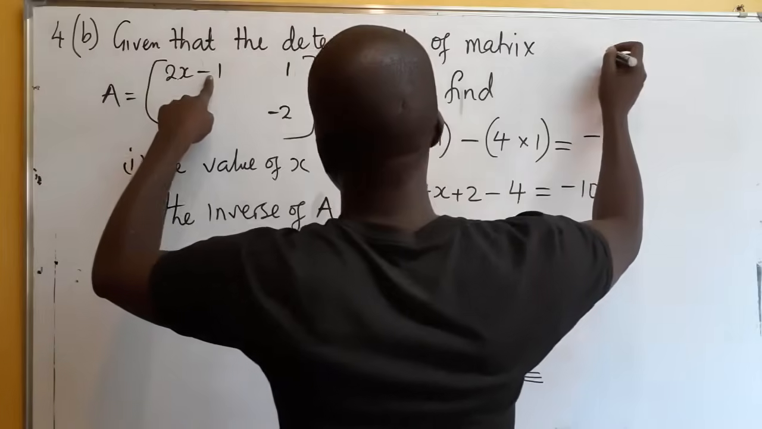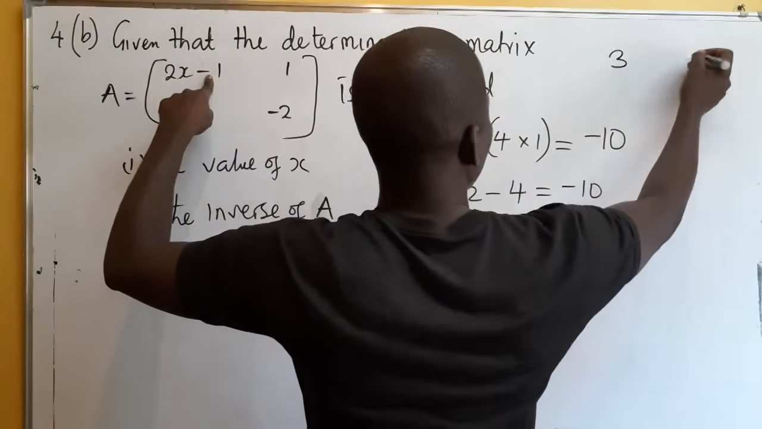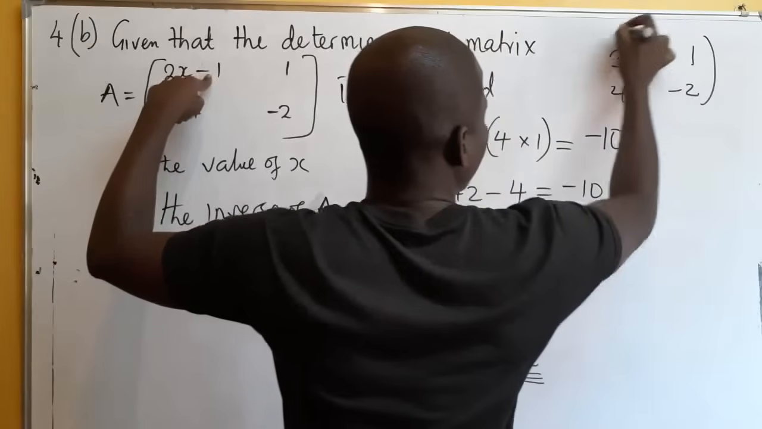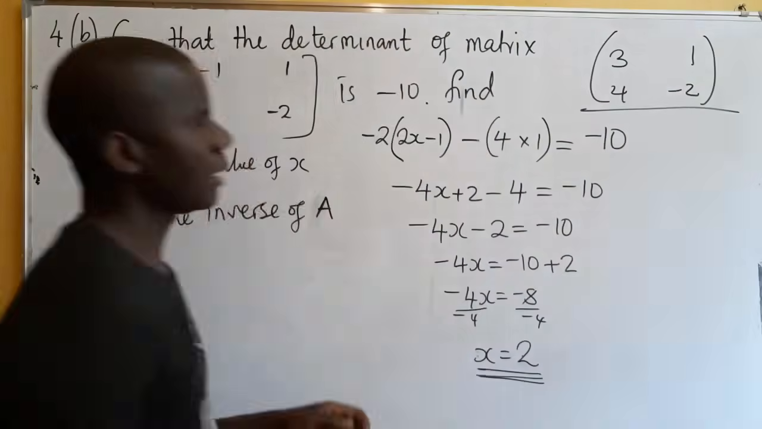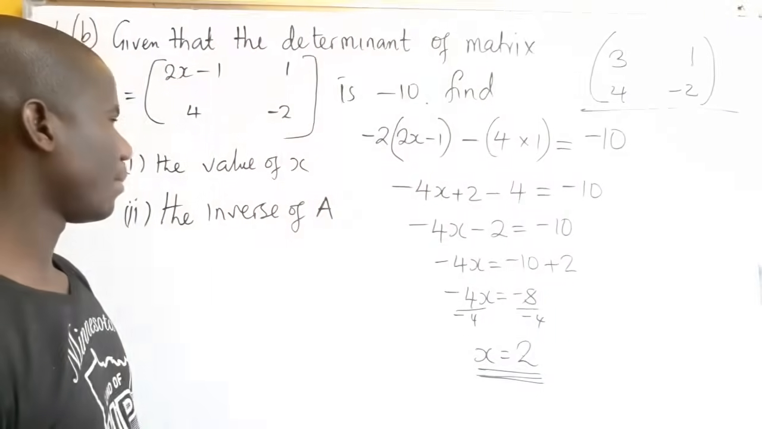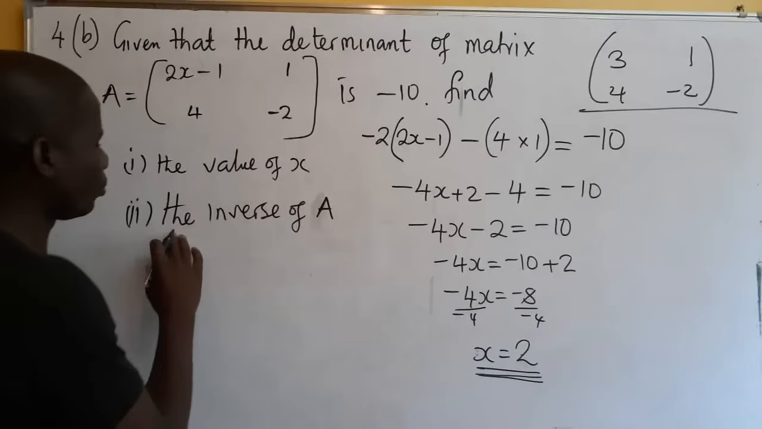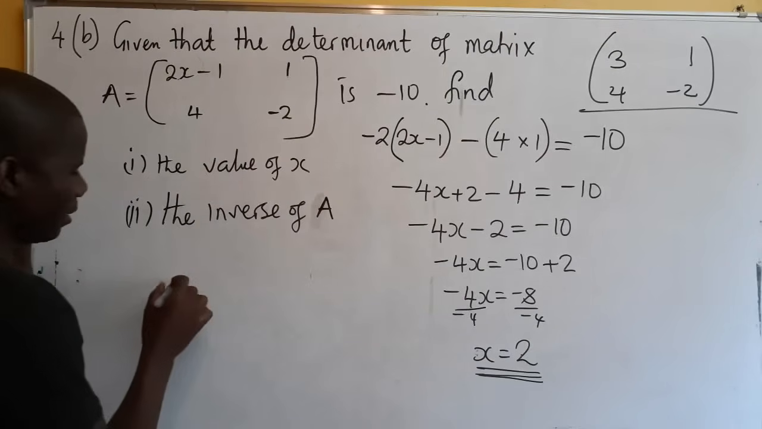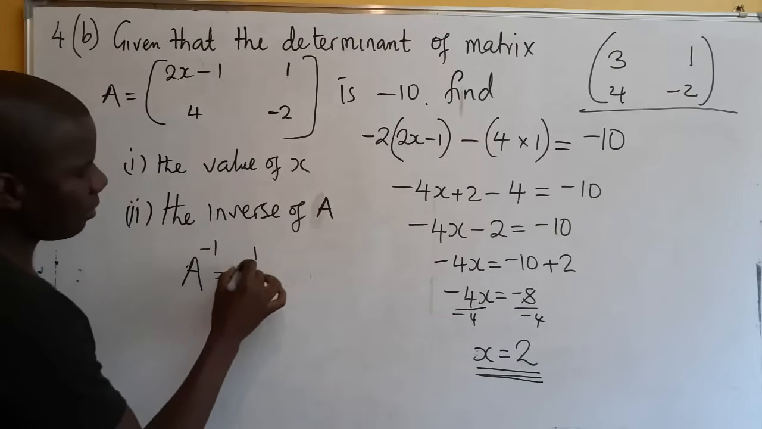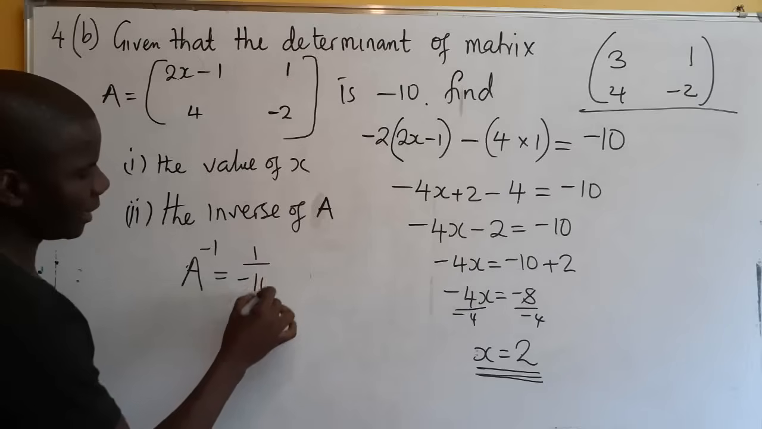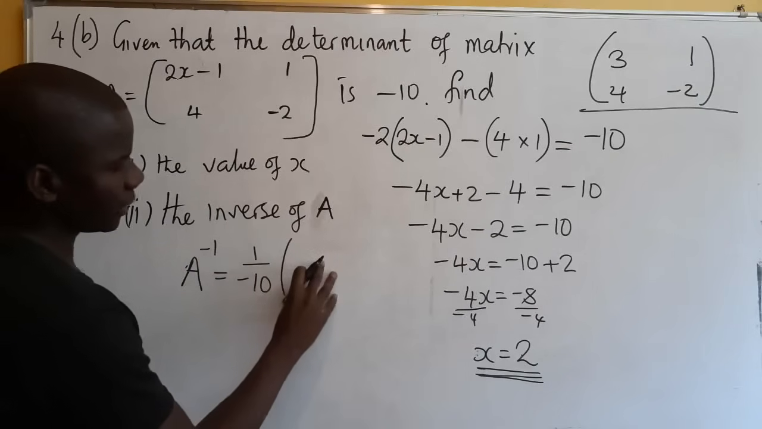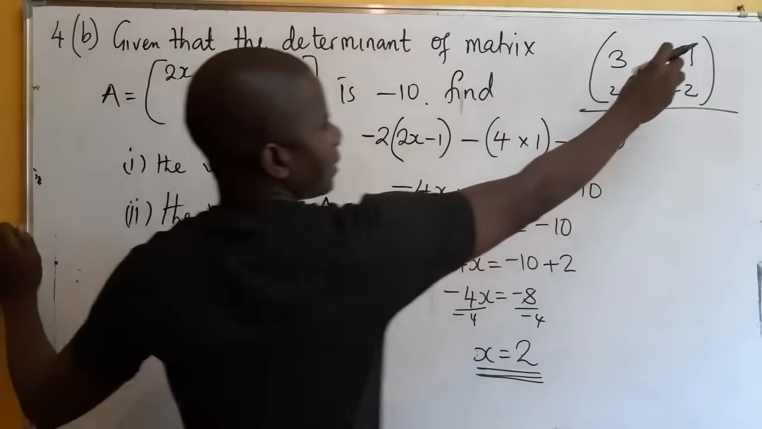So it's like our matrix is what? 3, 1, 4, negative 2. This is our matrix here. Okay? The actual matrix. Is that clear? So when it comes to finding the inverse of A, we are going to say A inverse is equals to 1 over the determinant, which is negative 10, multiplied by the adjoint of this matrix.